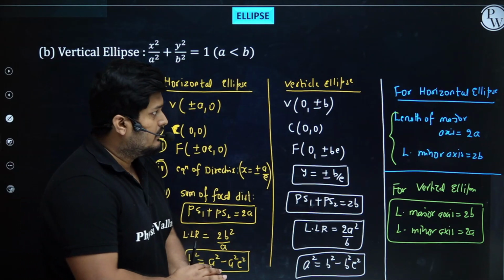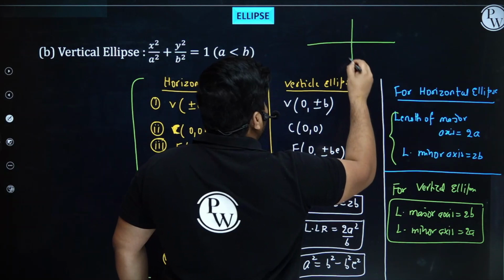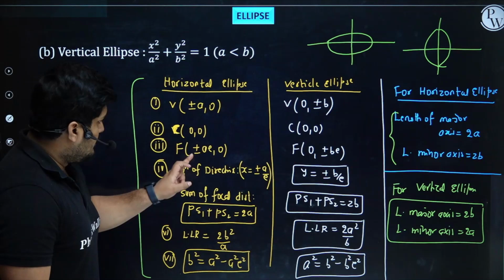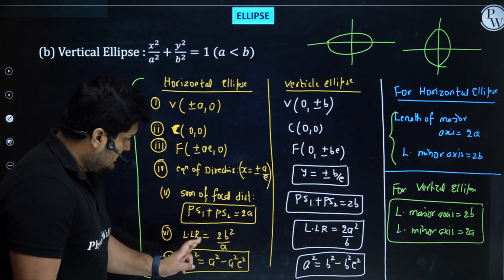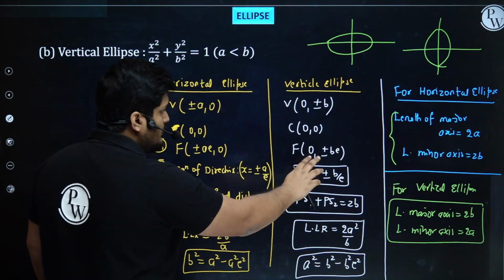You can see for horizontal, the vertex is (±a, 0), for vertical (0, ±b). Just keep in mind, this is the horizontal ellipse where a is greater than b, and this is the vertical ellipse where b is greater than a. So for horizontal, the center is (0, 0), the focus is (±ae, 0), the directrix is x = ±a/e. The sum of focal distances is 2a, and b² equals a² minus a²e². But for the vertical ellipse, you will have vertex (0, ±b), center (0, 0), focus (0, ±be), directrix y = ±b/e, and sum of focal distances 2b.